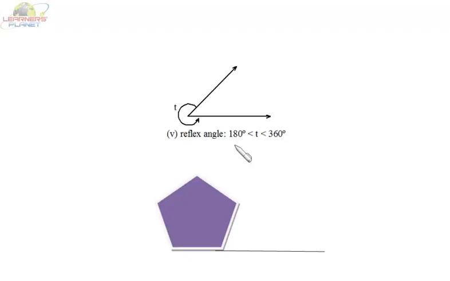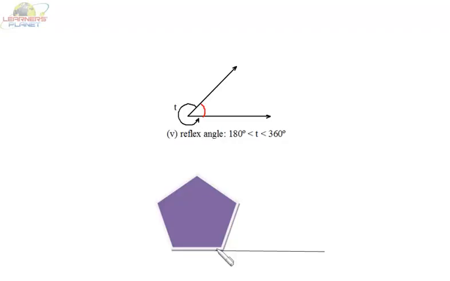Now, angles more than 180 but less than 360 are known as reflex angle. Here we see this particular angle. This is the part of angle which is an acute angle, and this is the remaining part. Acute angle is between 0 to 90, and the remaining part is between 180 to 360. So this is the reflex angle.